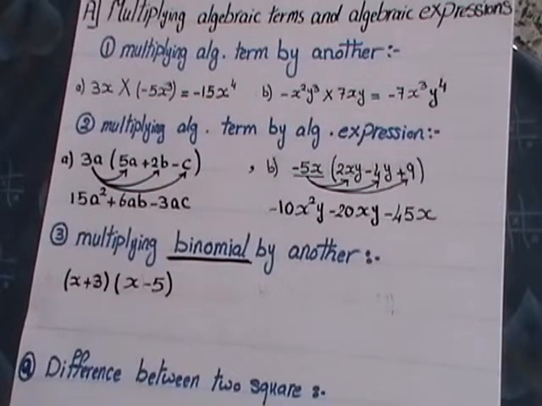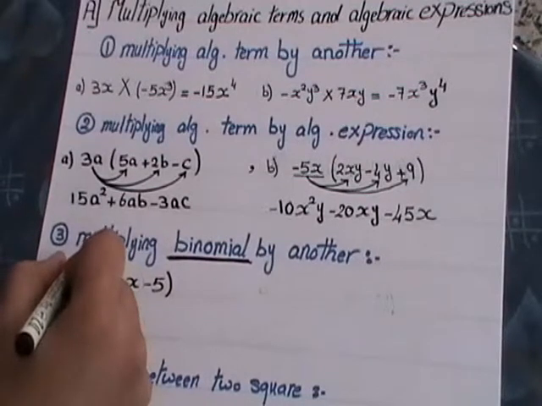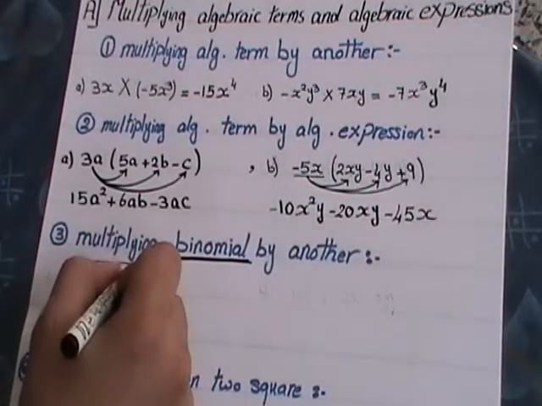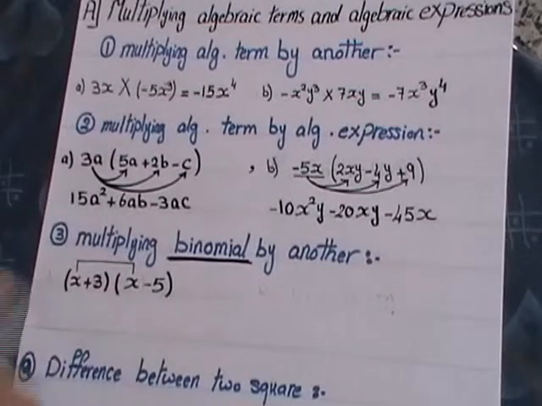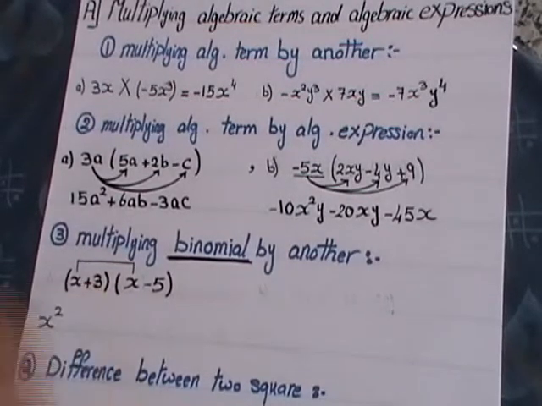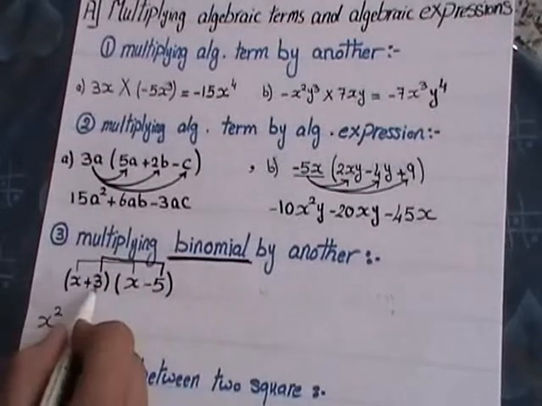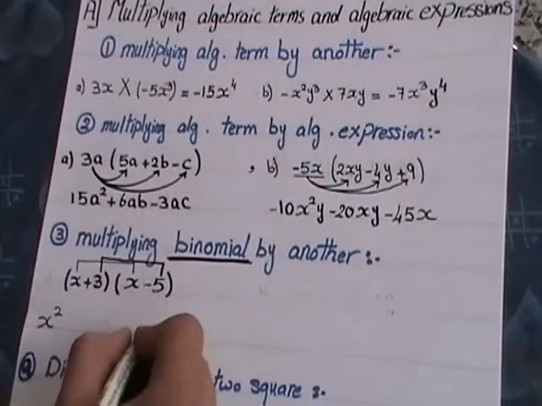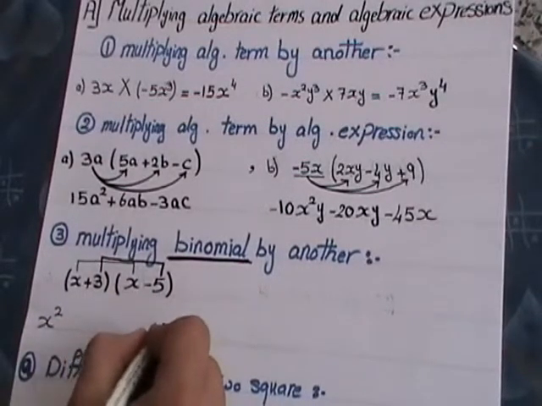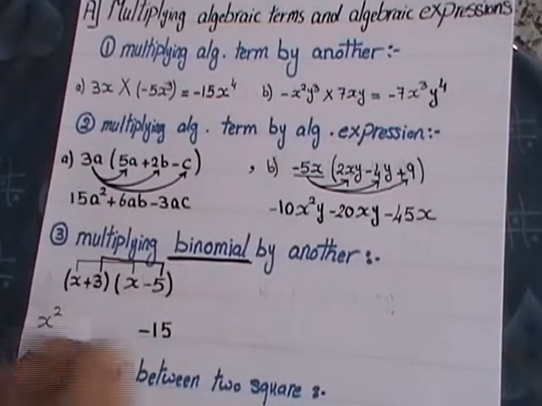We start from the first term here and the first term here. We multiply the first term by the first term. x times x equals x power 2. And then we go to the second term by the second term. 3 times negative 5 equals negative 15. And this is space for the middle term.